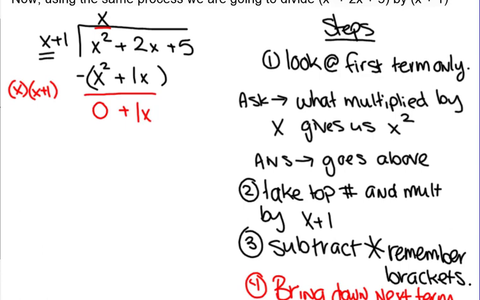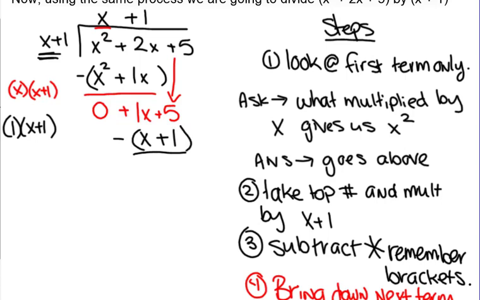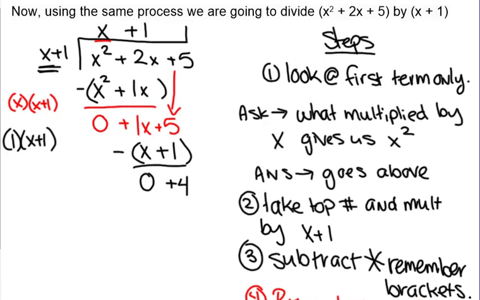So we're going to bring down our 5, and it's a positive 5, and we're going to start that over again. So x times what gives us x? Well, that's 1. And if we want to think, okay, 1 times x plus 1, well, that gives us x plus 1. And we're going to subtract that whole term. So x subtract x is 0. 5 subtract 1 is positive 4. We have no more terms to bring down, so we are done. That means we have a remainder of 4.